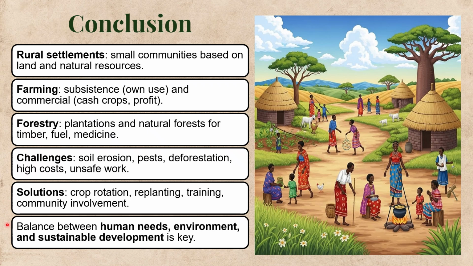At the end of the day, it's all about finding a balance between meeting human needs and protecting the environment, because that's the only way to achieve true sustainable development. Remember that we discussed 2 rural settlements which include farming and forestry. However, there are 2 more which include fishing and mining, which you can read up on.